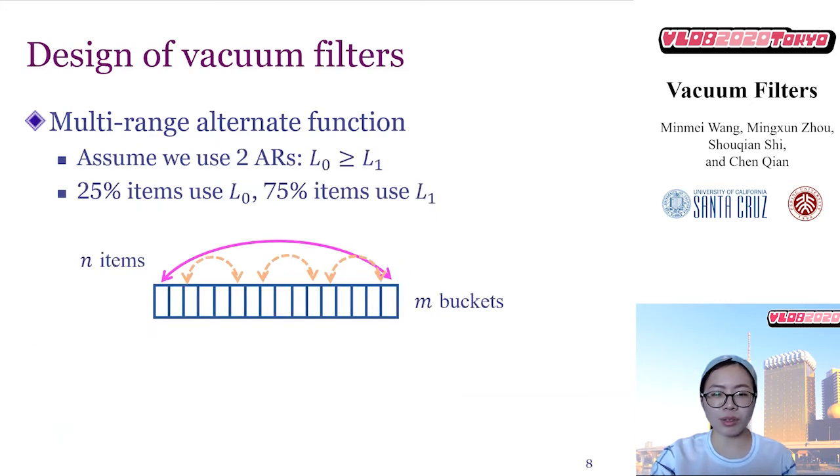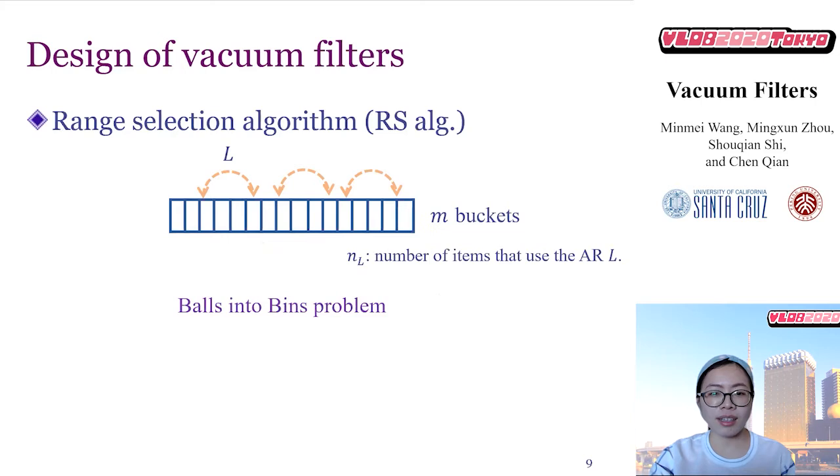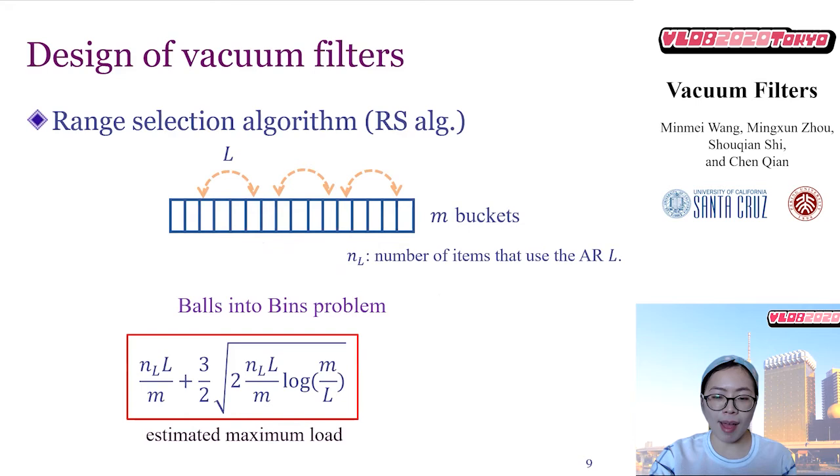Assume we use 2 ordinal ranges, L0 and L1. 25% of items use L0, and 75% of items use the much smaller ordinal range L1. We design a range selection algorithm to calculate the ordinal range. In this algorithm, we first model the problem as a balls-into-bins problem. After knowing the total number of buckets m and the number of items that use the ordinal range, we can estimate the maximum load for any trunk.